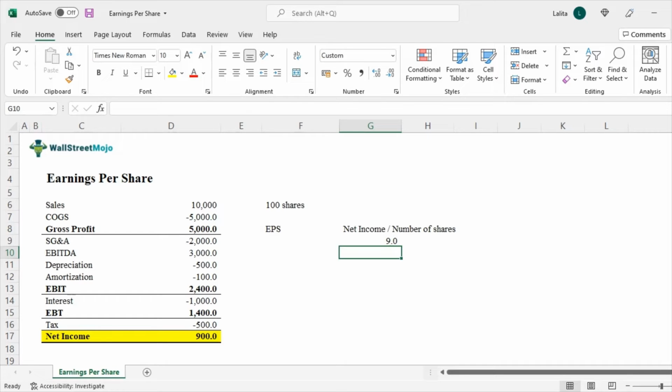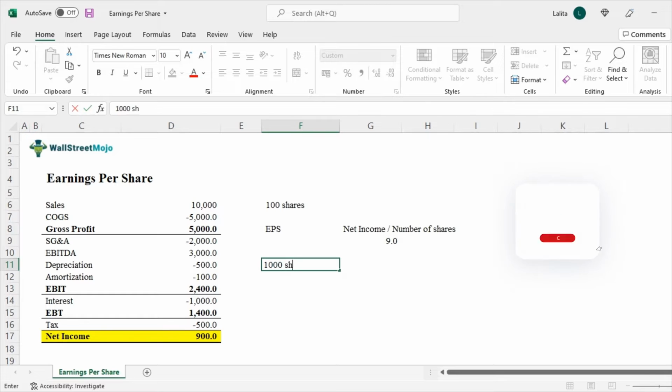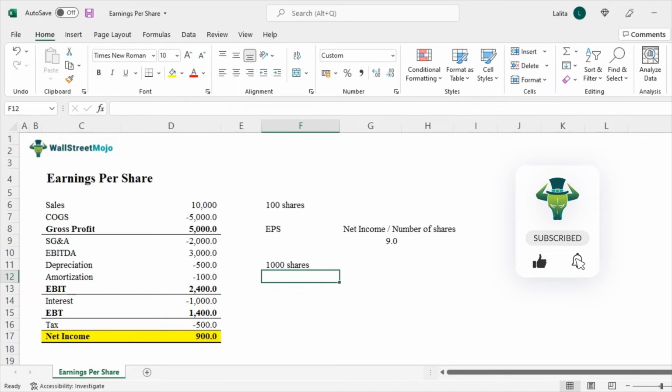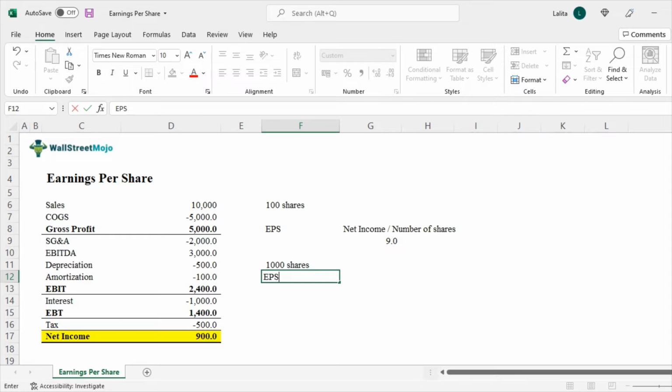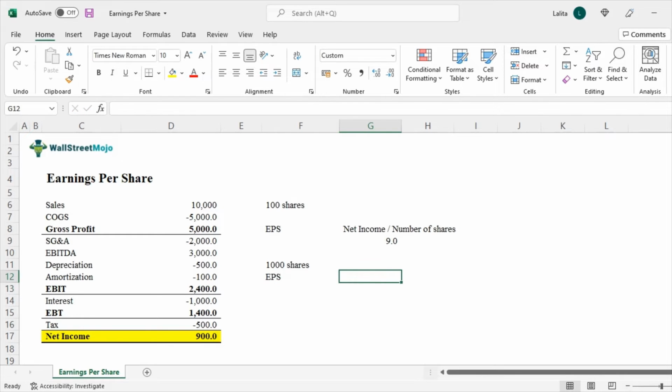But let's now change a variable. Let's say that instead of 100 shares, there are 1000 shares, okay? In this case, the 1000 shares will signify 100% ownership in the company. So what will be the earnings per share, EPS? In this case, the EPS will be $900 divided by 1000, and this comes out to be 0.9.